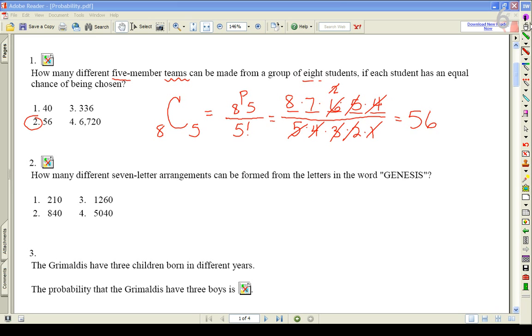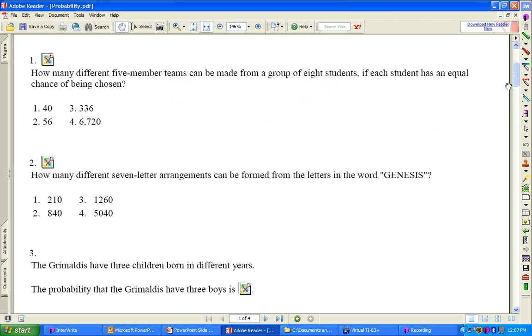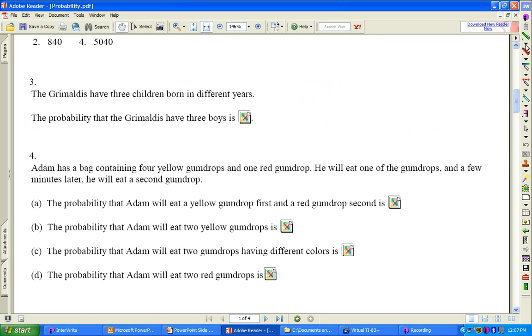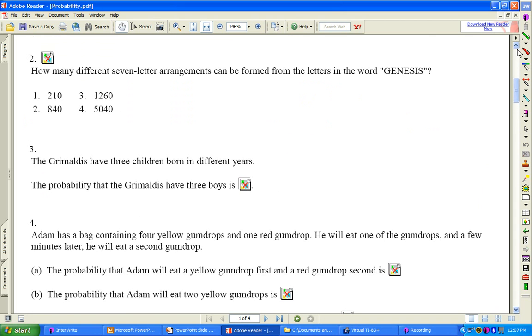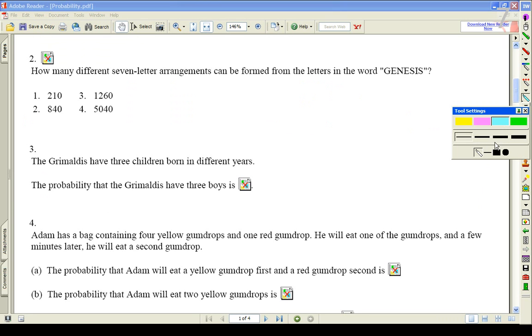Alright, let's take a look at the second problem, which is a little different. Second problem says, how many different 7-letter arrangements can be formed from the letters in the word Genesis? Now, the key word on this one is arrangements. When we are looking at arrangements, order makes a difference, meaning you can distinguish between switching the letters around and not. So, when order makes a difference, we use a permutation to determine the number of arrangements that can be made.